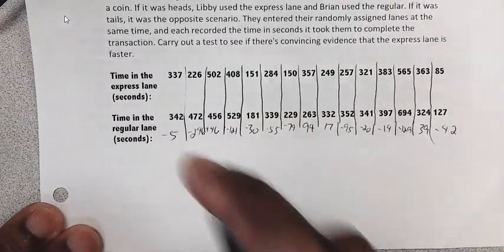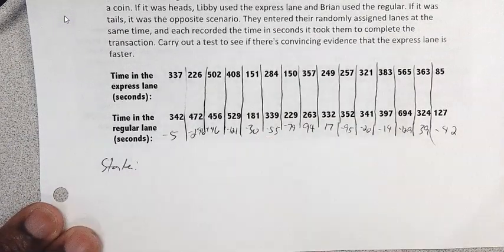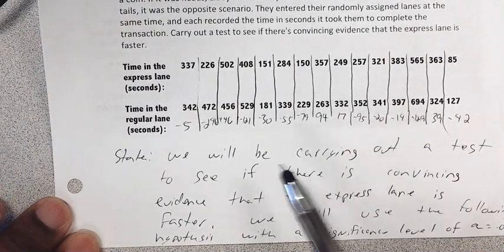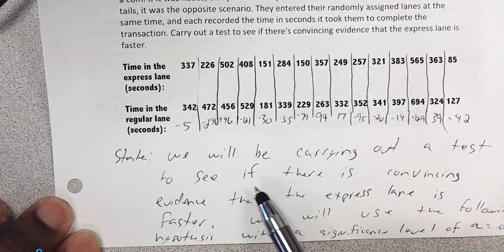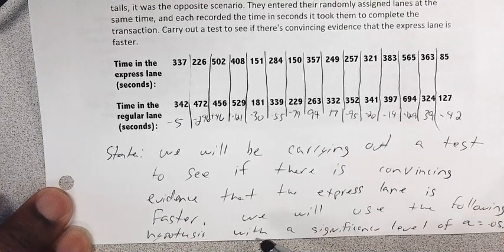Let's start off with state. So we're going to state what we're going to do. We're going to state that we're carrying out a test to see if there's convincing evidence that the express lane is faster. We'll use the following hypotheses with a significance level of alpha equals 0.05.